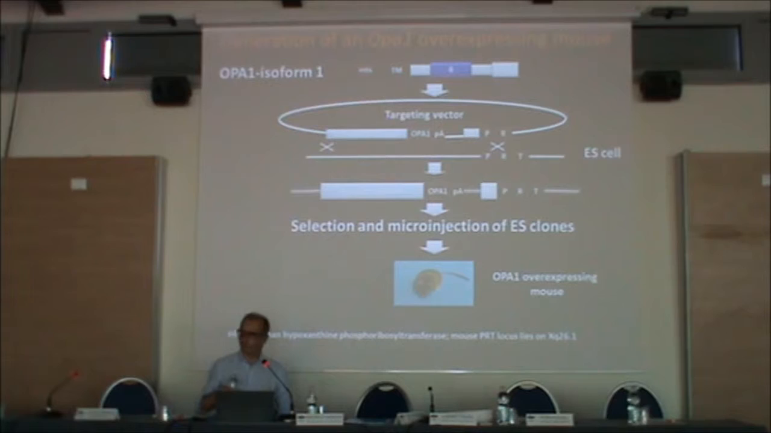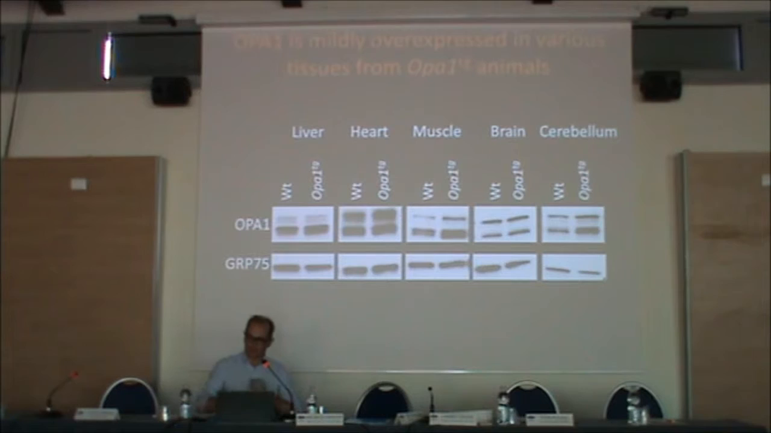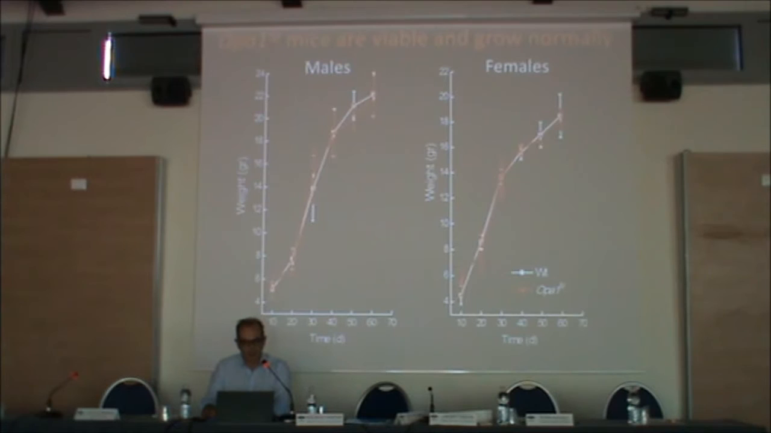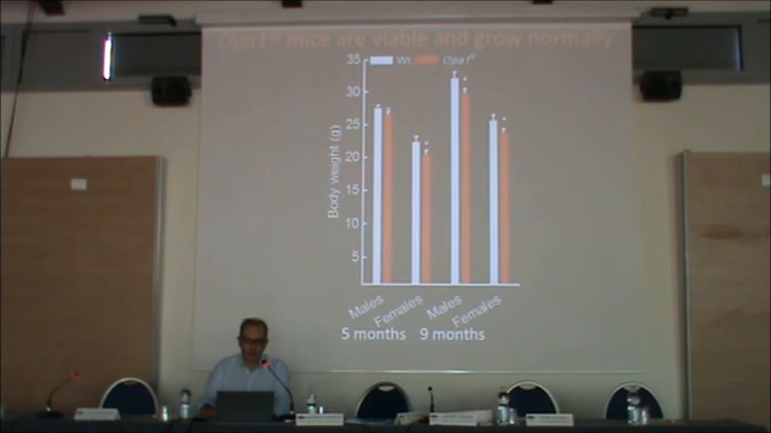So what we did was to generate an OPA1 overexpressing mouse by a specific gene targeting approach. I'm not going to go into the details, but too much OPA1 is toxic. So we only expressed one allele in the X chromosome driven by a specific promoter, which is the human beta actin promoter, in a specific locus, which is the HPRT locus. And this gives rise to a very mild OPA1 overexpression in multiple tissues: liver, heart, muscle, brain, cerebellum, and so on and so forth. This is what we want. The mice that carry this OPA1 transgene are viable, they grow normally, they have maybe a slight reduction in their body weight in the black 6 background, but not in the SV129. I'll discuss this.